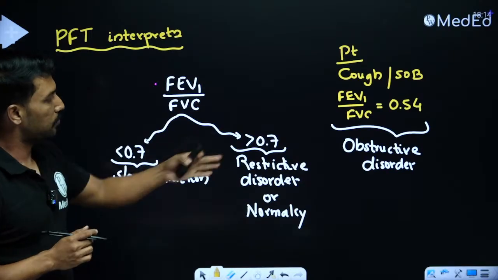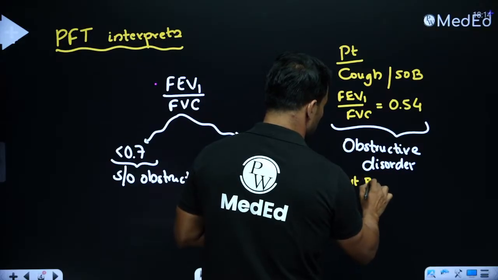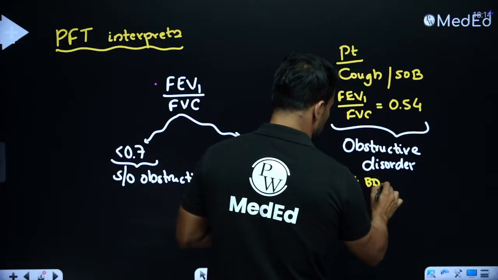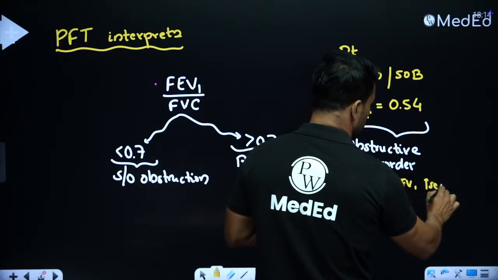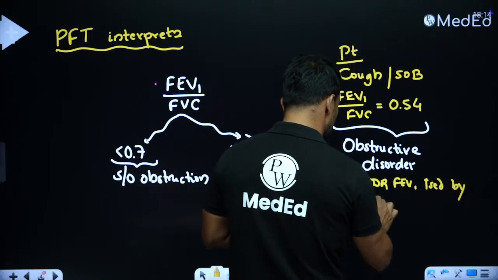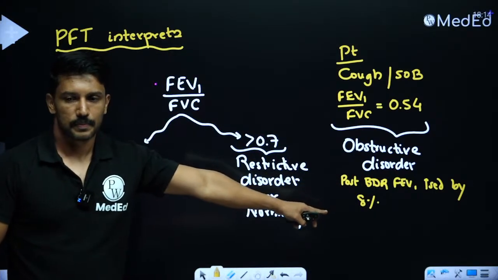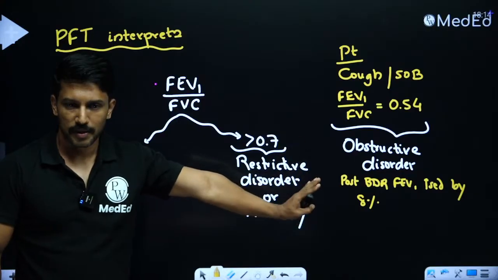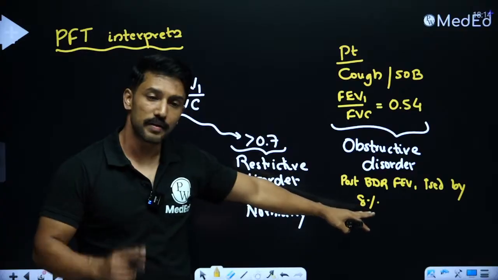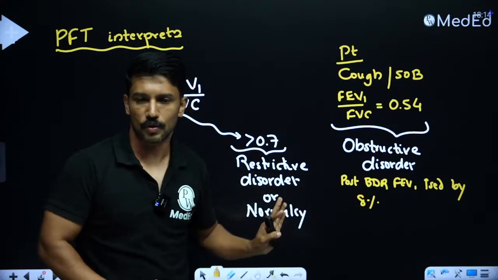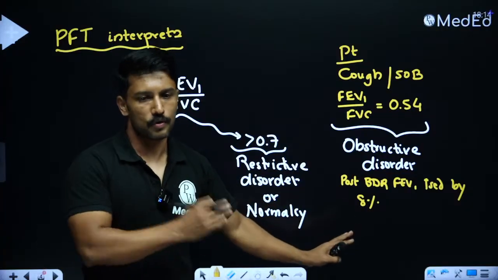So let us see if we can interpret it now. Here I have the post-bronchodilator, BDR, FEV1 increased by 8%. So now what could be the diagnosis here? Can it be asthma? No. For asthma, how much do I need? Whatever is the baseline FEV1, it should increase by more than or equal to 12%. So that is not the case. So then what could it be? Either it could be COPD or it could be bronchiectasis, right?